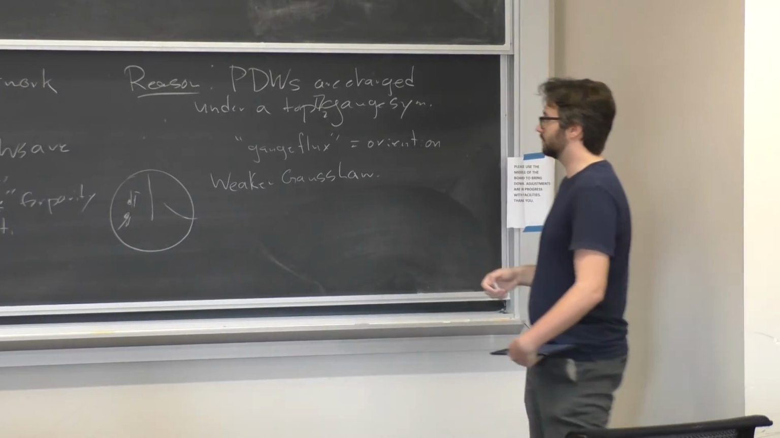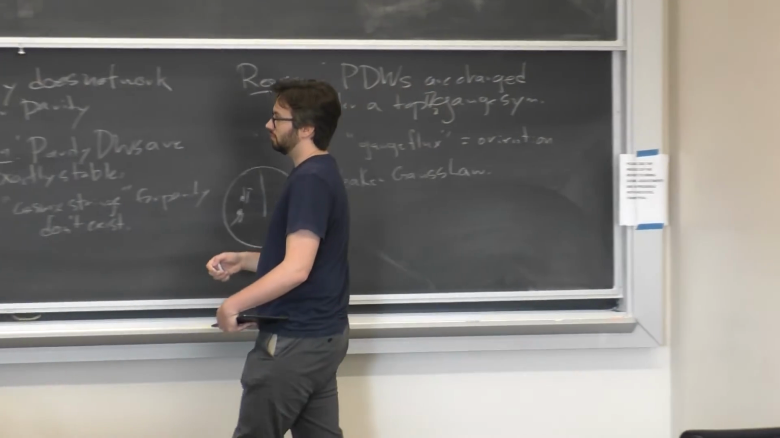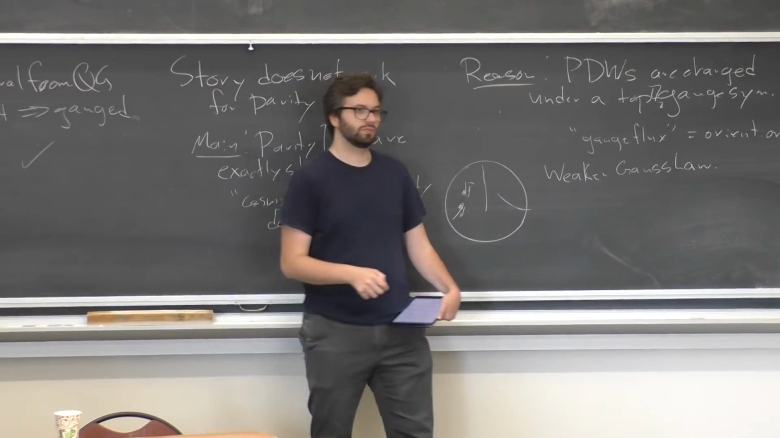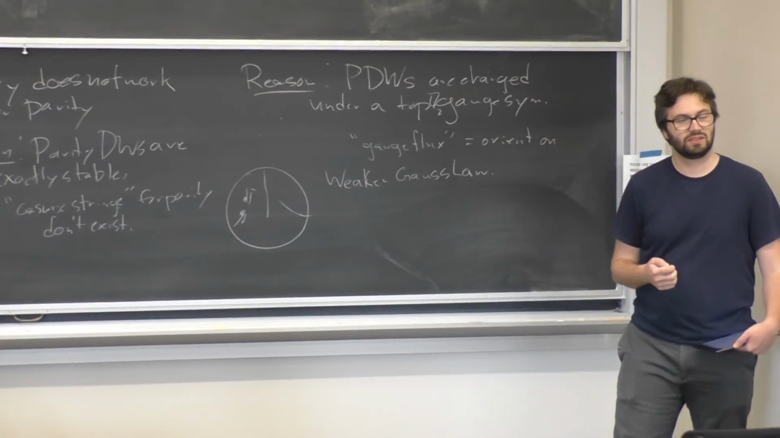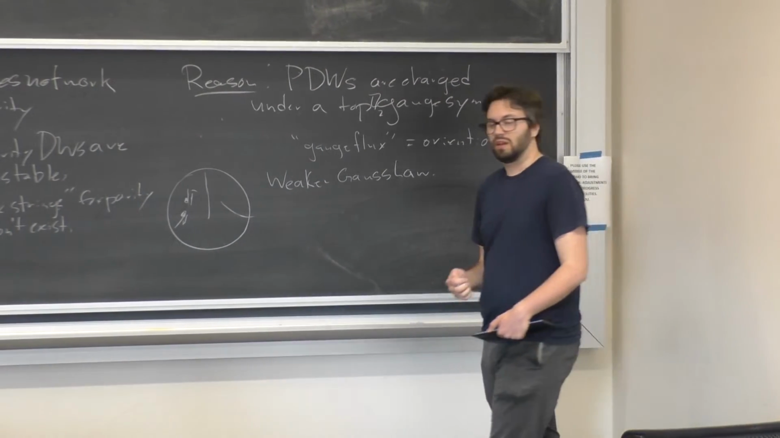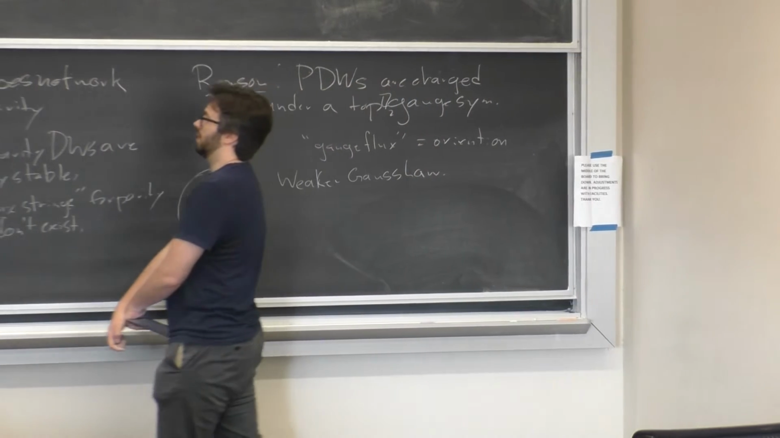Can I ask a question? You said it's natural from quantum gravity that parity should still be gauged in the UV, whether it's exact or broken. Should we still imagine that parity is gauged in the UV in the standard model? That's a great question.